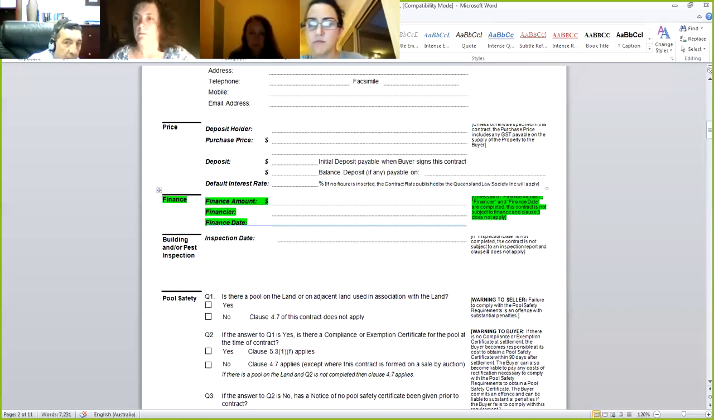So the point though is that if, let's say the purchase is for $400,000, let's assume that in order to purchase this property and clear the other debts that need to be cleaned up, the buyer needs $300,000, then I think you should put in the figure $300,000.